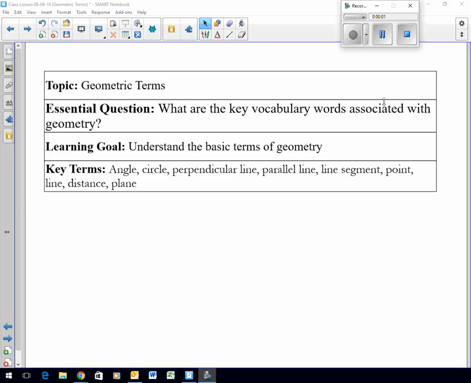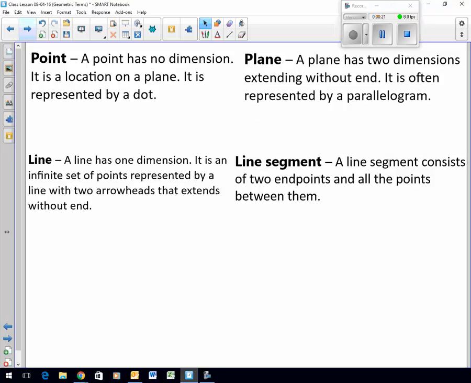Guys, so today we're going to be talking about, like I said, geometric terms or key vocab words associated with geometry. Trying to understand the basic terms of geometry: angle, circle, perpendicular and parallel lines, line segments, distance, planes, points, and the like. Okay, first off, what's the point?